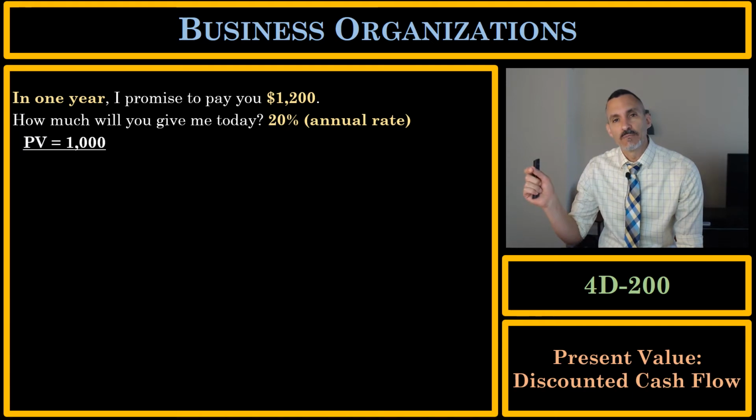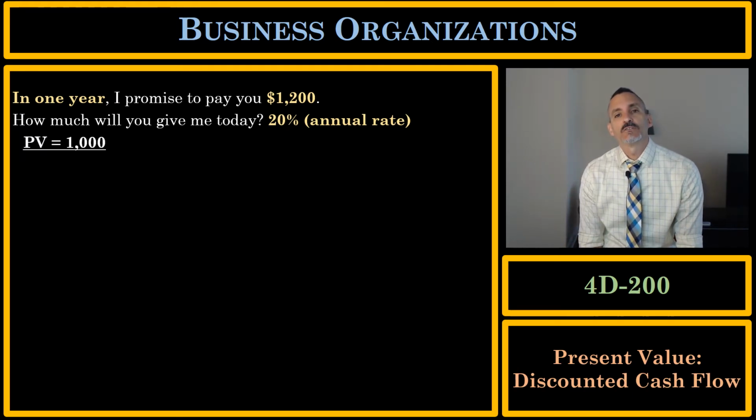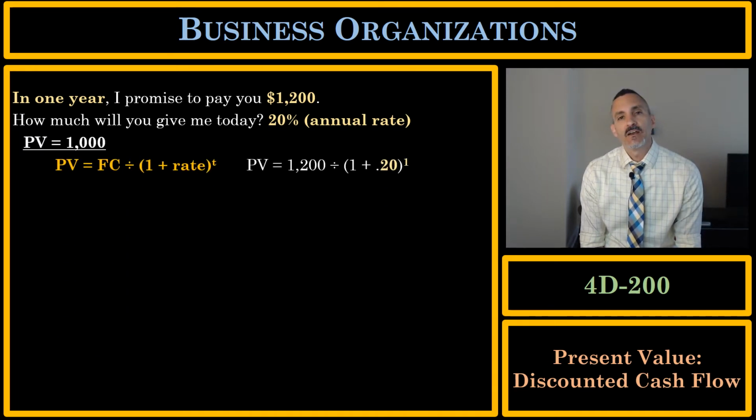$1,200 in a year from now, the present value of that is $1,000 today. That's the present value based on a 20% return. All right, there's the formula. It looks really complicated, right? It says PV equals FC divided by 1 plus rate, with t as an exponent, to the power of t. It's really not that hard once you learn how to plug in the numbers.